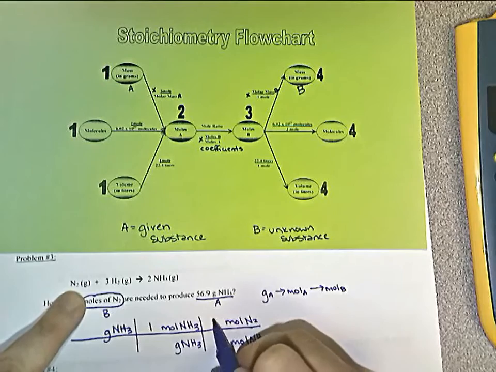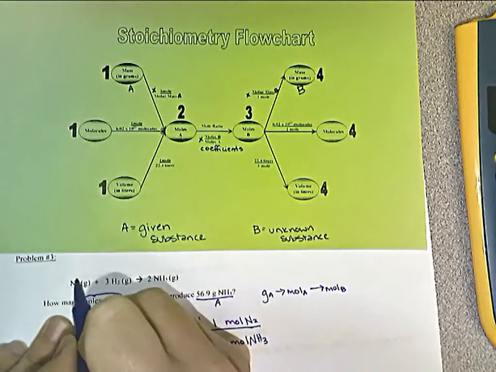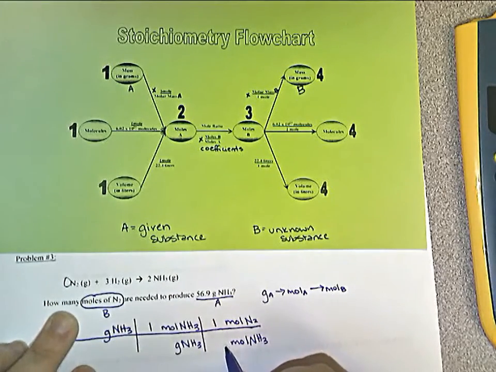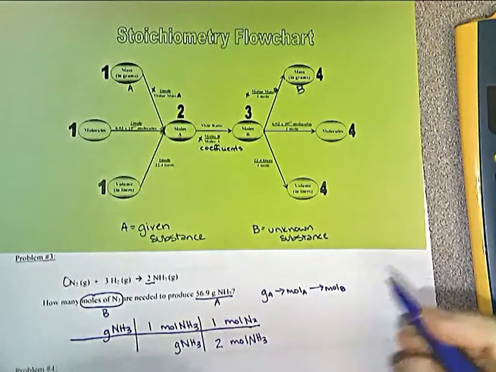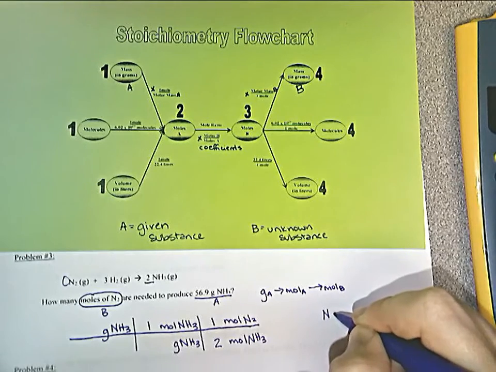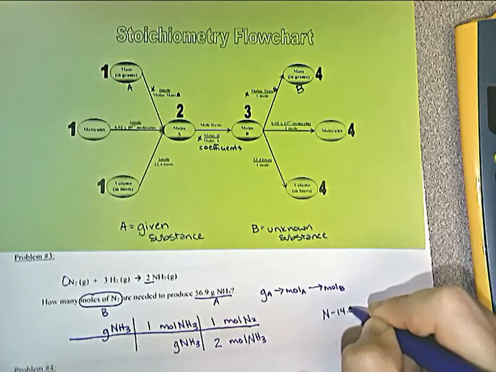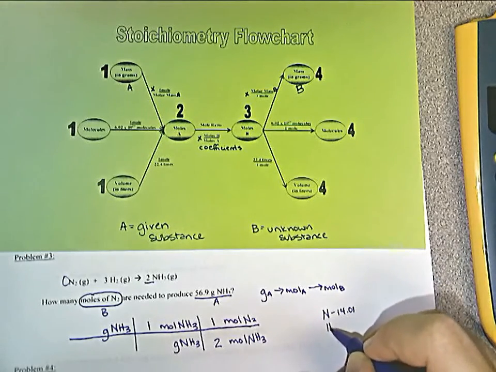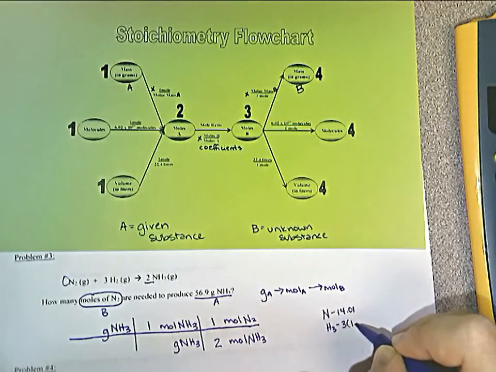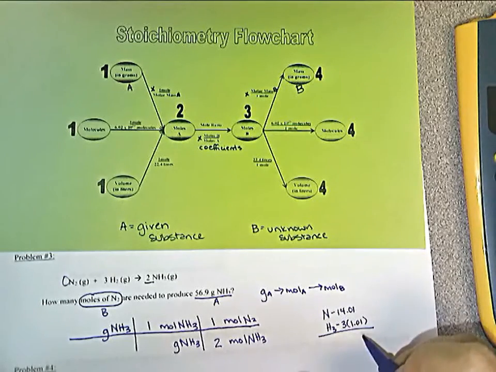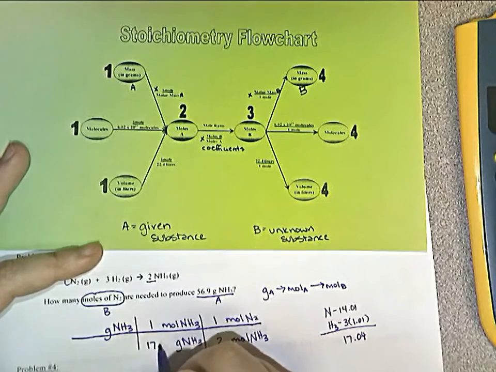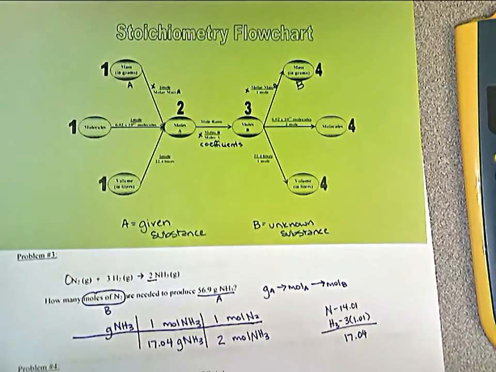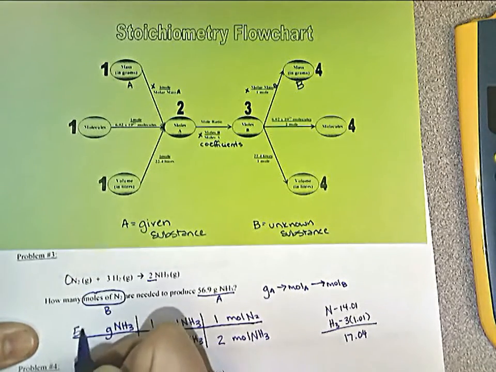So my nitrogen is 1. Understood, 1. And my NH3 is 2. Grams of NH3. Well, nitrogen is 14.01. And 3 hydrogen, well, that's 3 times 1.01. When I do this math, 17.04. Okay. I never did put my stuff up here, sorry.